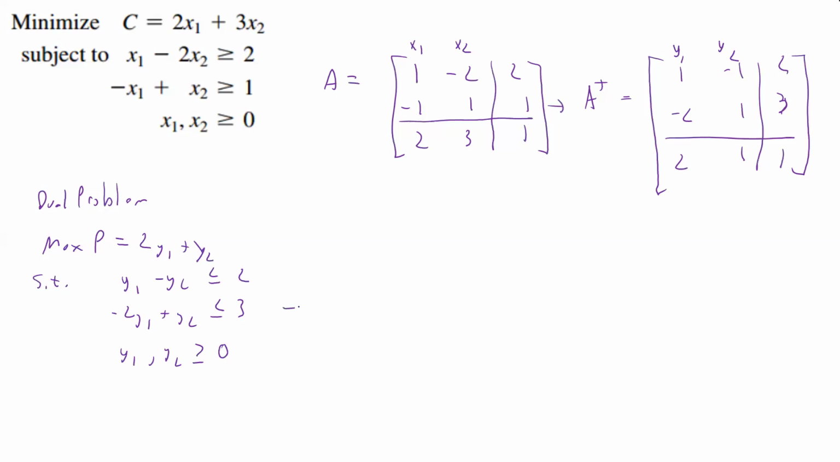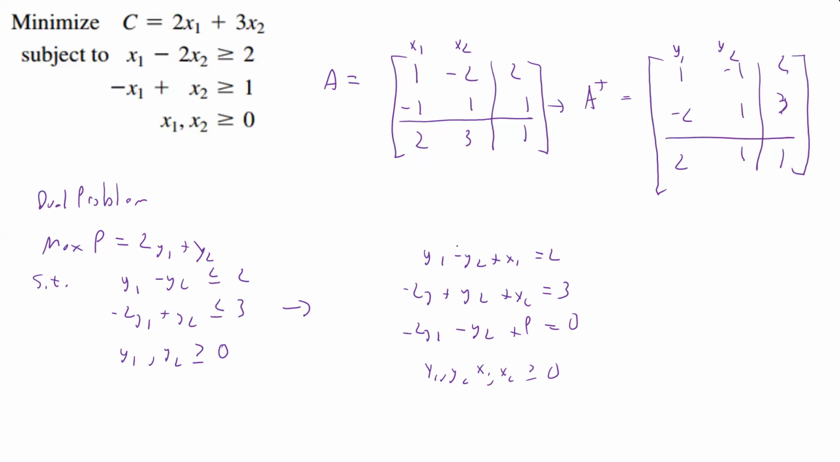And now we convert this to an equation system. So we add our slack variables, which are going to be our original variables. And so when we do that, we're going to have y1 minus y2 plus x1 equals 2, minus 2y1 plus y2 plus x2 equals 3. And taking all of this over to here, we have minus 2y1 minus y2 plus p equals 0. And we have all of our y1, y2, x1, x2 greater than or equal to 0.